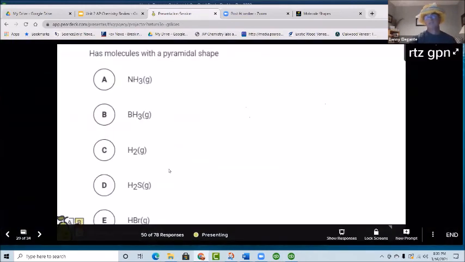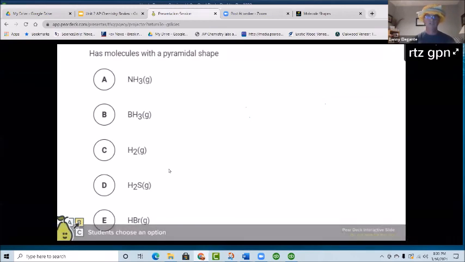All right, so let's go through what it's not. HBr is just 2 elements, and H2 is just 2 elements. So anything with just 2 elements, the only shape you can make is a line, because 2 points only makes a line. So it can't be C and it can't be E.